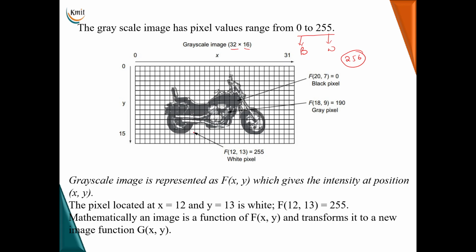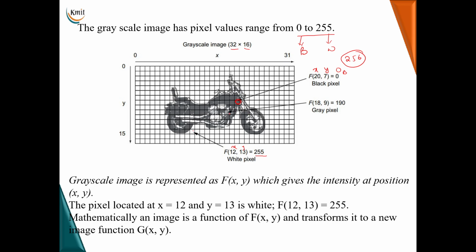At this point, I am representing image as f of x comma y, where at x is equal to 12 and y is equal to 13, the intensity of that given image is 255, which is a white colored image. Looking at this example in this box, at x is equal to 20 and y is equal to 7, the intensity value is 0, which represents black colored image. So the minimum value is 0, which represents black image. Maximum value is 255, which represents white colored image.